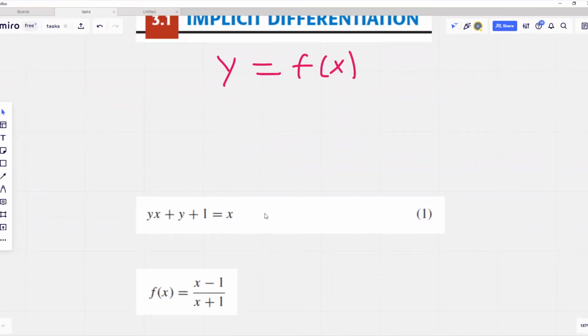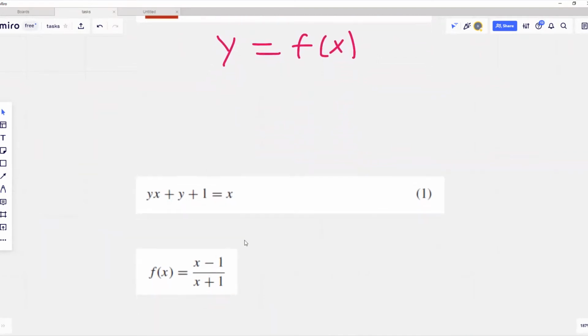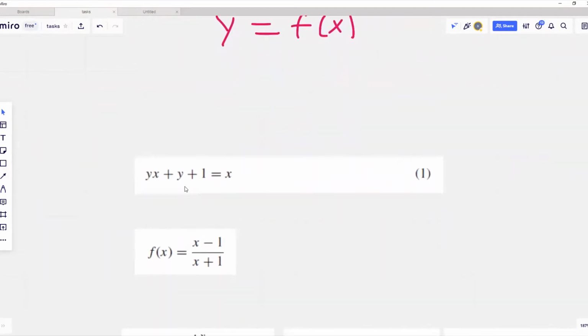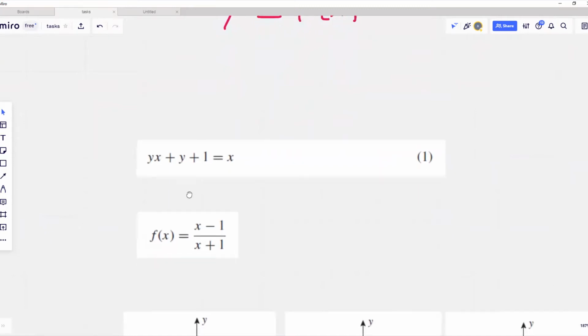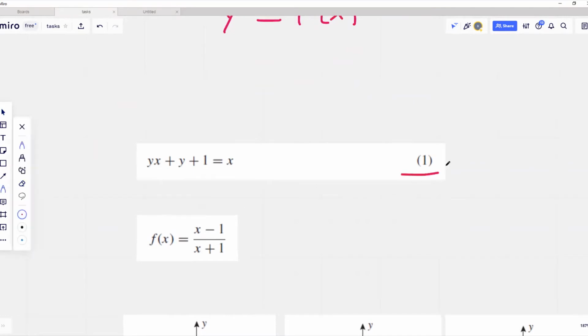If we take a look at the following equation, we can see that on the left side of this equation, we have both x's and y's appearing here. We still can express y in terms of x. Let's call y a function f of x, and y is equal to x minus one or x plus one. Then in this case, equation one defines y implicitly as a function of x.